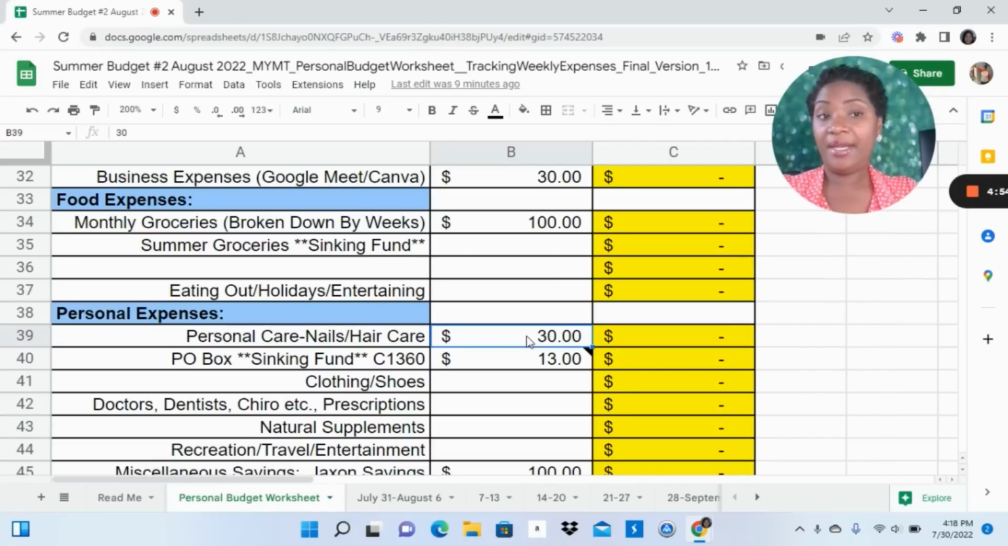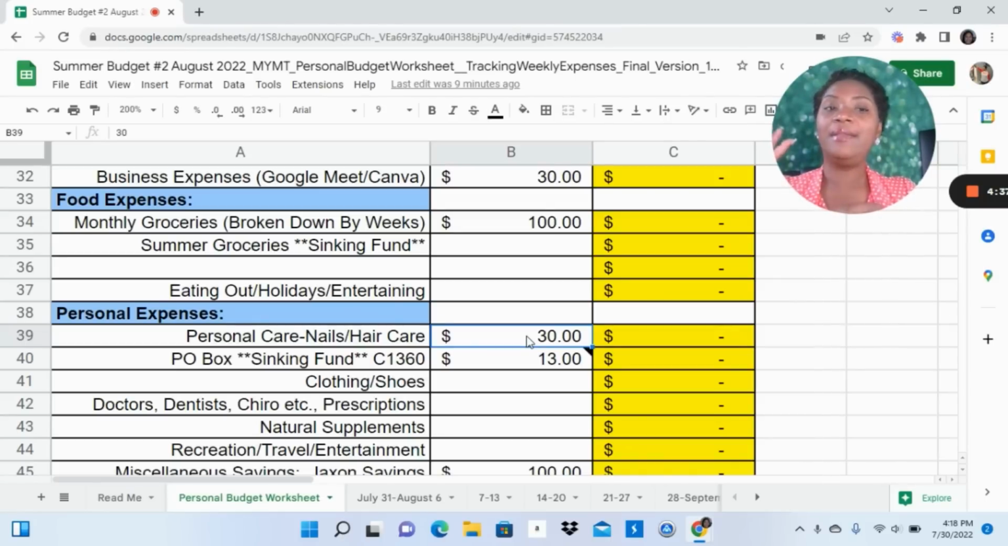This is for Jackson's haircut. It costs $25 for his haircut, and we usually leave a $5 tip. So that's $30 for his haircut. P.O. Box, that is a sinking fund. That's $13. Clothing, I normally don't put anything there.